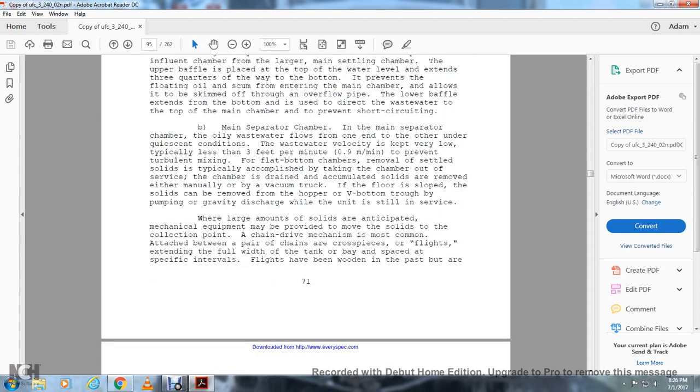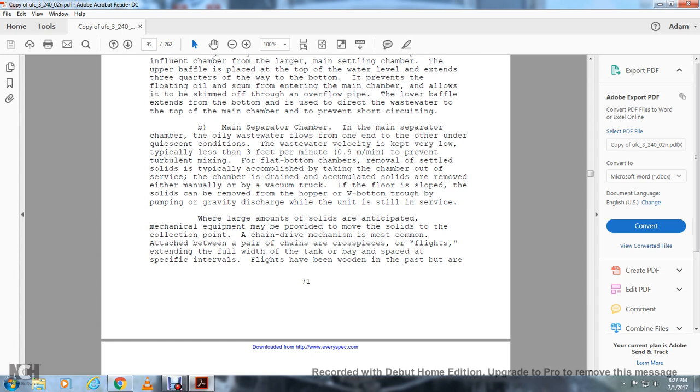B. Main separator chamber. In the main separator chamber, the oily wastewater flows from one end to the other under quiescent conditions. The wastewater velocity is very low, typically less than 3 feet per minute, to prevent turbulent mixing. A flat-bottom chamber can remove solids by taking the chamber out of service and draining it, and the accumulated solids are removed either manually or by a vacuum truck.